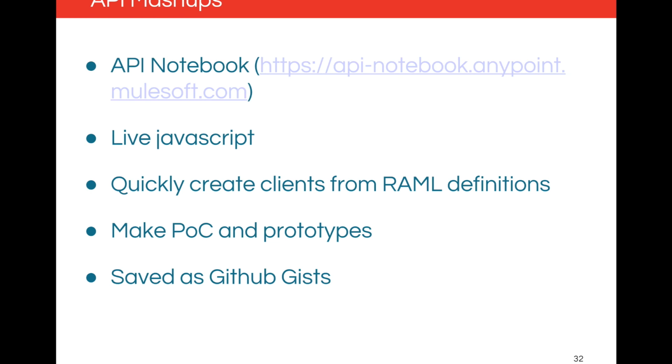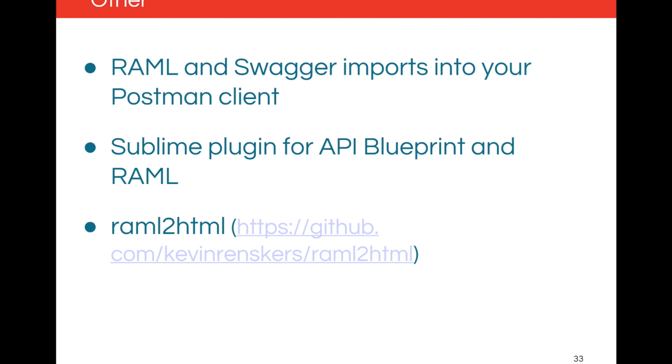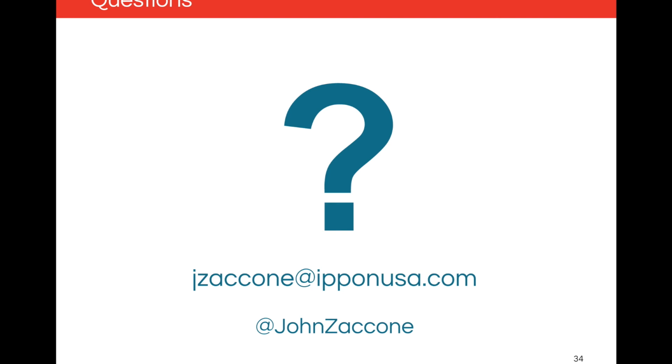API mashups. This is a really cool project that RAML's done, where it is basically a live JavaScript app, and you can quickly create prototypes. As a client, you can quickly create prototypes using multiple APIs and create applications, so an API mashup. And all of your work is saved as a GitHub gist. Postman supports both RAML and Swagger. You can get Sublime plugins for API Blueprint and RAML. And there's a HTML generator for RAML. And that is it.